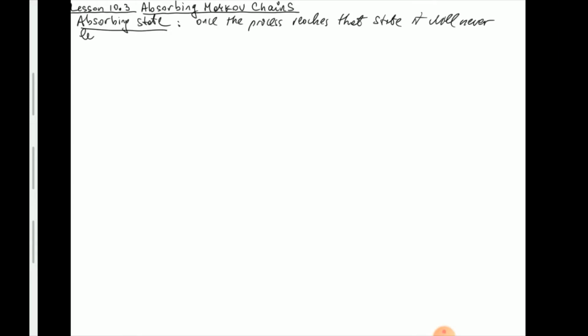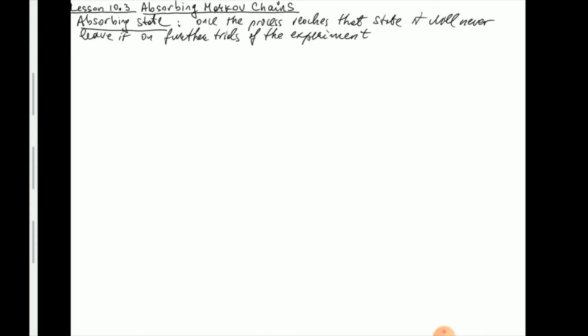So let's describe what an absorbing state is in an informal way, just using regular words. An absorbing state means that once the Markov chain process reaches that state, it will never leave it on further trials of the experiment. So I hope it's clear what that means, right?